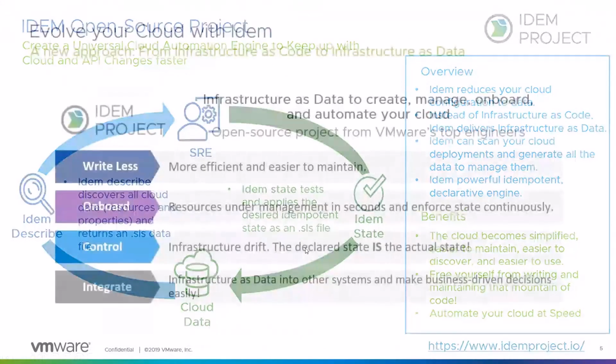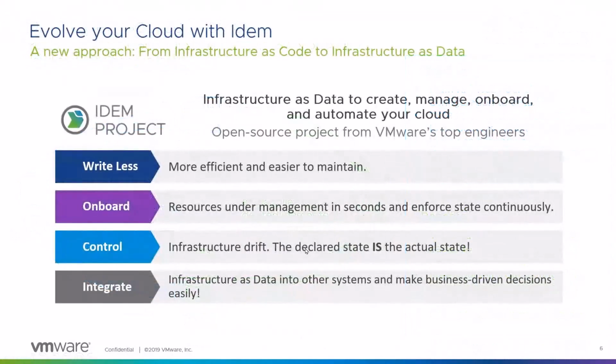Okay. Now that we've taken a look at that, in a nutshell, Idem gives us a fresh approach, going from infrastructure as code to infrastructure as data. Infrastructure as data allows us to create, manage, onboard, and automate our cloud. It's an open source project from VMware's top engineers, so you can write less, which allows you to be more efficient and makes your code easier to maintain.